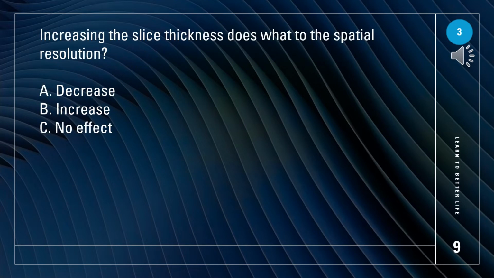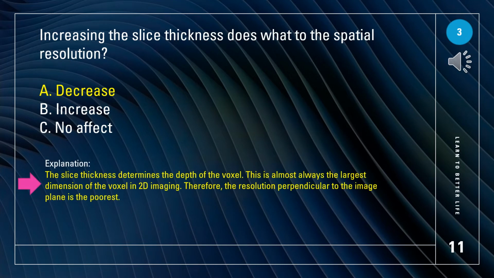Increasing the slice thickness does what to the spatial resolution? Decrease, increase, or no effect? Increasing the slice thickness decreases the spatial resolution. The slice thickness determines the depth of the voxel. This is almost always the largest dimension of the voxel in 2D imaging. Therefore, the resolution perpendicular to the image plane is the poorest.